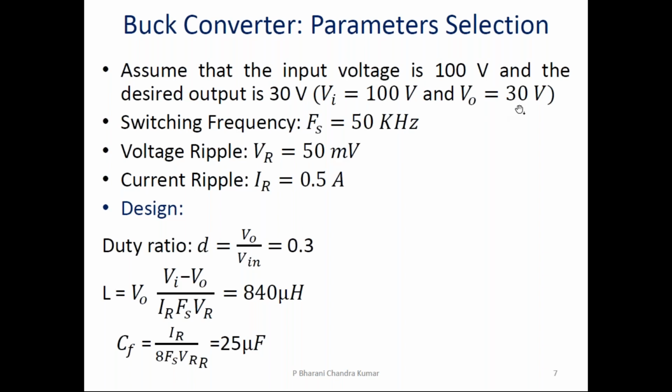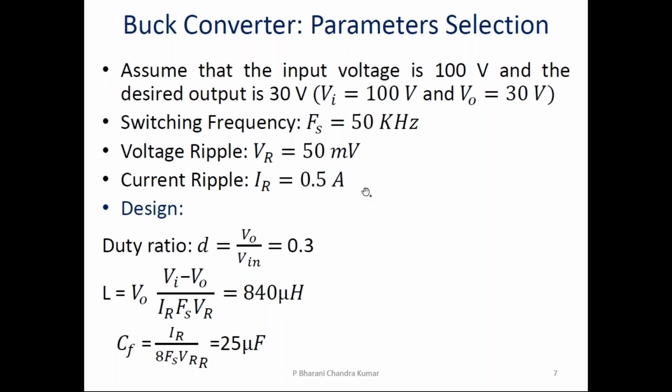In other words, there are two ways to achieve this. One is by using the static control law, and the second is by using the dynamic control law. Both we will discuss in detail. The switching frequency I have assumed here is 50 kilohertz, the maximum voltage ripple I can allow in the output voltage is 50 millivolts, and the current ripple can be 0.5 amps.